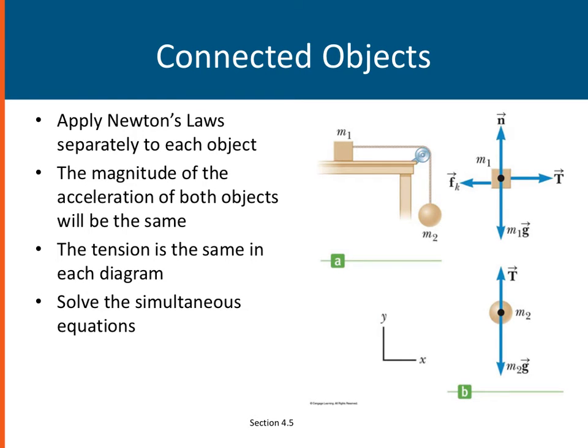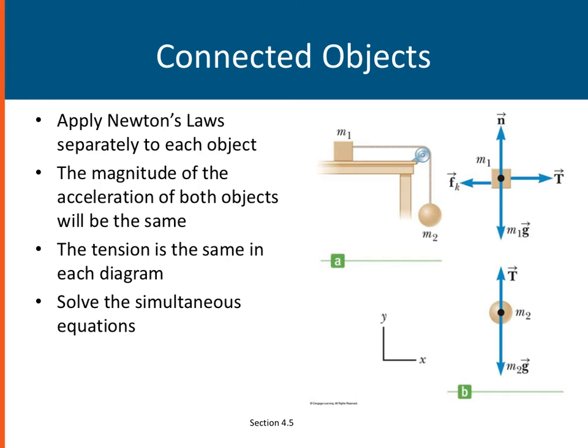Let's say we have two objects that are connected with a rope. One object is on a table in a surface interaction, and the other object is just suspended in air. And they're connected with this rope, so the rope's going to have tension. And so we need to treat these two objects separately when we apply Newton's laws.